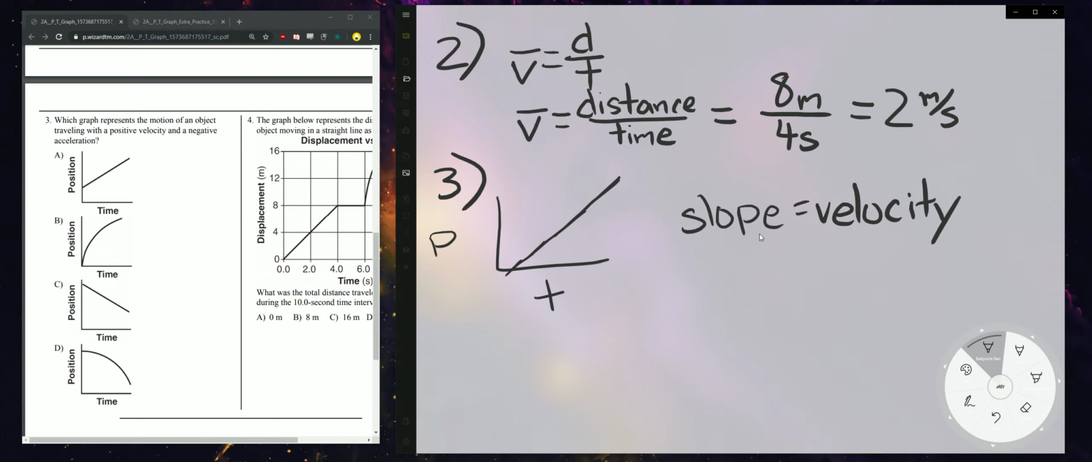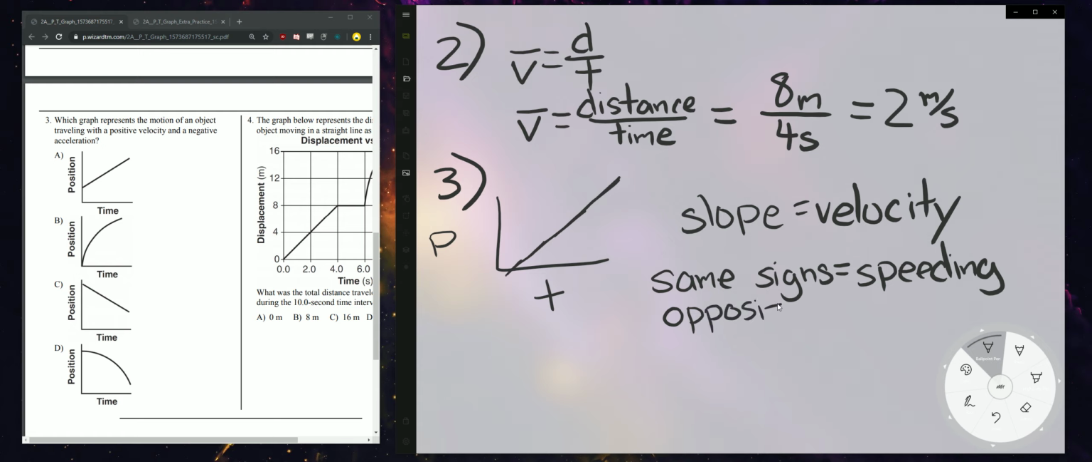Now, the hard part for you guys is figuring out, well, what gives me a negative acceleration? And this is the hardest part. This is the hardest part I find students having trouble with. And I told you in class, same signs, speeding up. Opposite, slowing down.